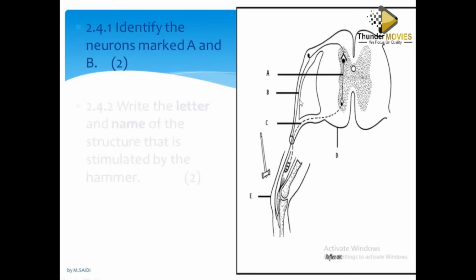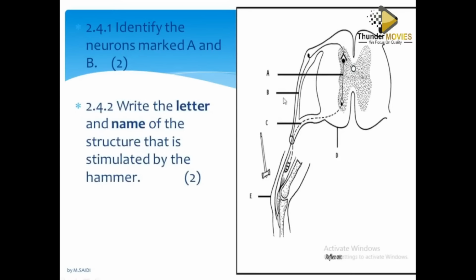Write the letter and the name of the structure stimulated by the hammer. The letter is E, and then the structure is the knee or the skin. Remember, sometimes we ask you to give the letter and then the name. Sometimes just the name, sometimes just the letter. So you need to read the question before you attempt to answer it.